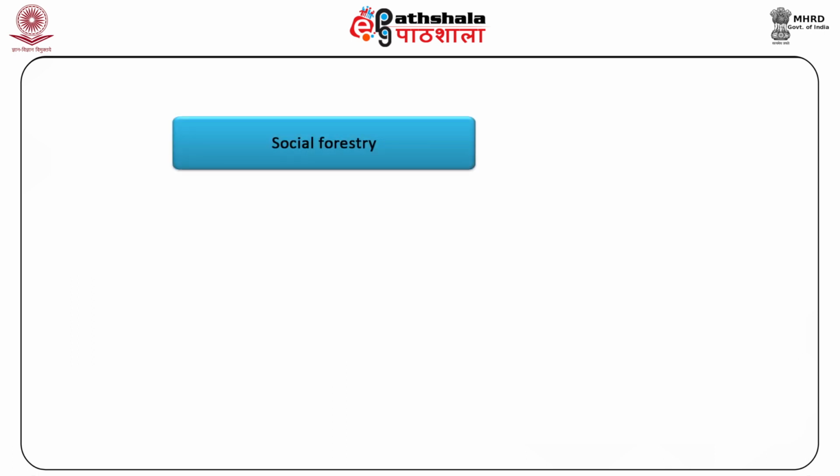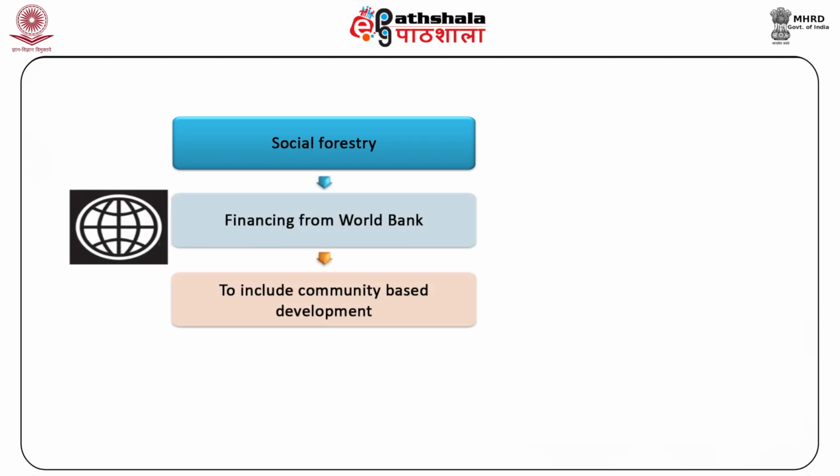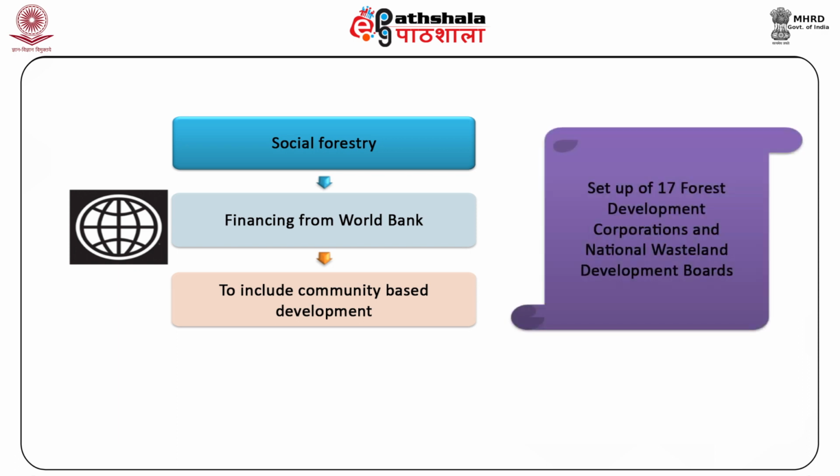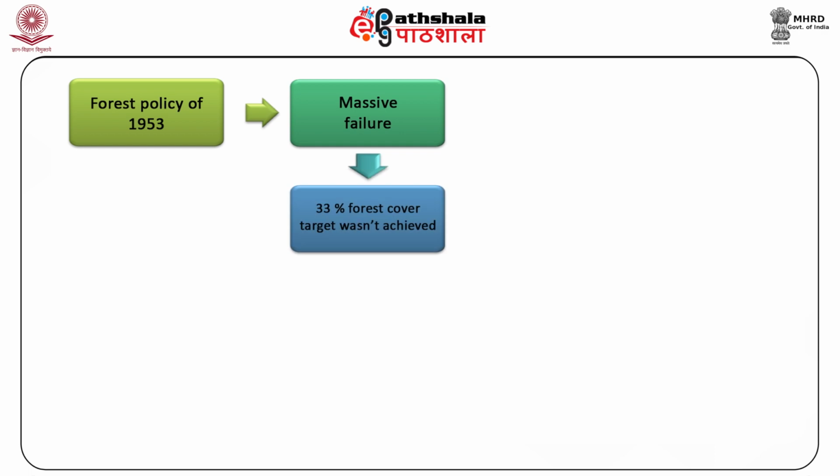Social forestry was initiated with financing from World Bank to include community-based development of these areas. 17 forest development corporations and national wasteland development boards were also set up to further increase the process of forest conservation. Forest policy of 1953 was a massive failure as the 33% forest cover target was not achieved and the phase saw a massive deforestation drive.